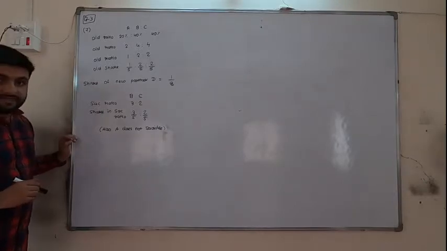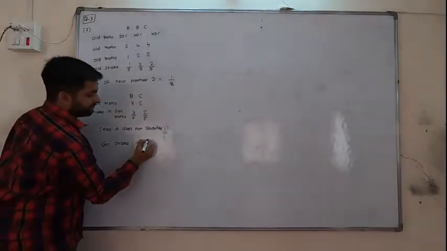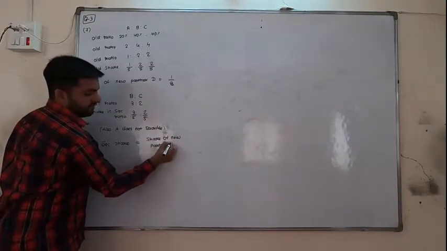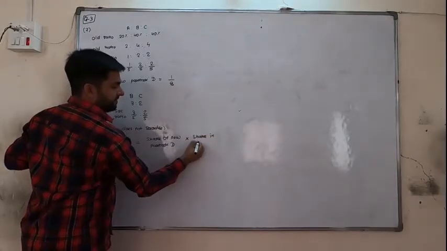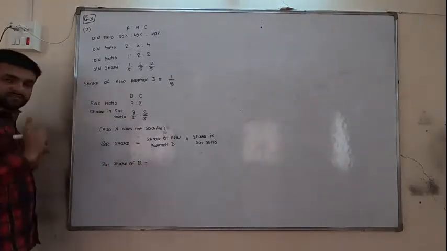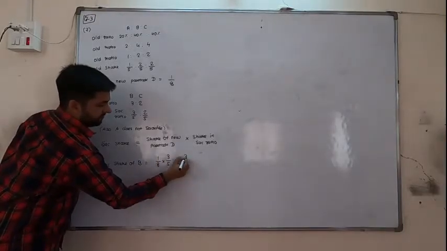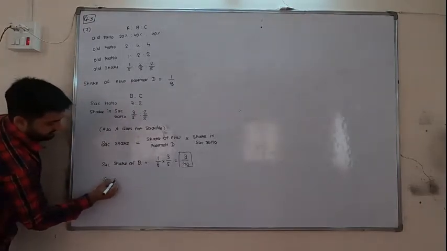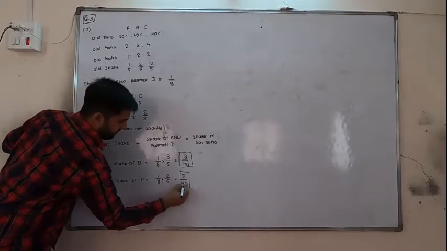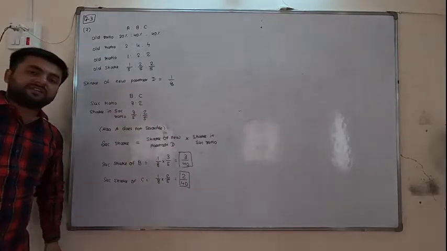Now, sacrifice ratio is given, old ratio is given. How to start the sum? First, we have to obtain the sacrifice shares. Sacrifice share is equal to share of new partner D multiplied by share in sacrifice ratio. Sacrifice share of B, because A is not sacrificing: share of new partner D is 1 by 8, share in sacrificing ratio here is 3 by 5. So 3 by 40. 3 ones are 3, 8 5s are 40. Then sacrifice share of C, 1 by 8 multiplied by 2 by 5, so 2 by 40. 2 ones are 2, 8 5s are 40. So 3 is to 2 is again the sacrifice ratio. It has big denominators, it has small denominators.